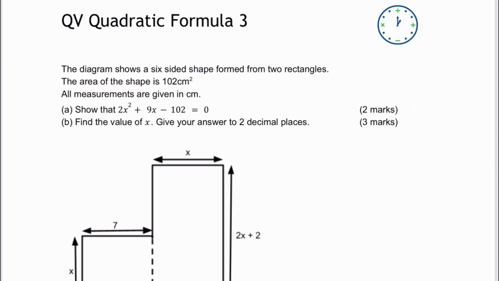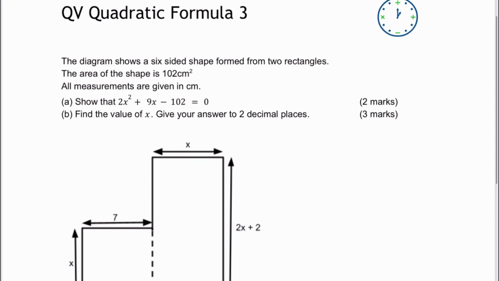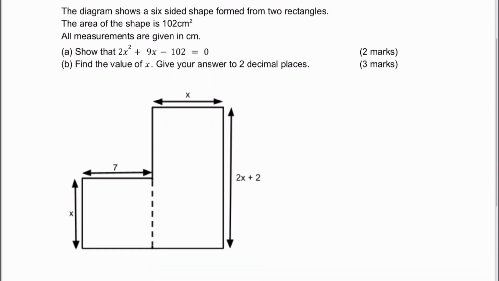Okay, so this is the third video in the series on the quadratic formula. This particular one, we're applying a six-sided shape, and it says, show that 2x squared plus 9x minus 102 equals 0. Well, that should be okay, because effectively we're looking at the area of the shape as 102.